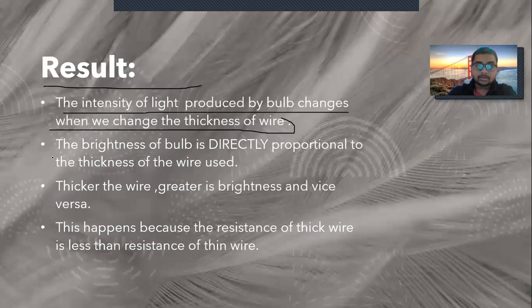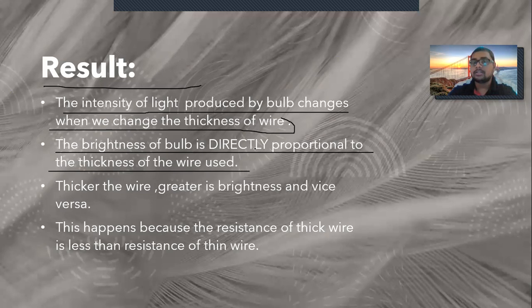Let us see. So, the brightness of the bulb is directly proportional to the thickness of the wire used. Now, what is this directly proportional? What is directly proportional meaning? Okay, I'll explain proportionality. It is when one value is dependent on another value in such a way that if that value increases, then the other value also increases.